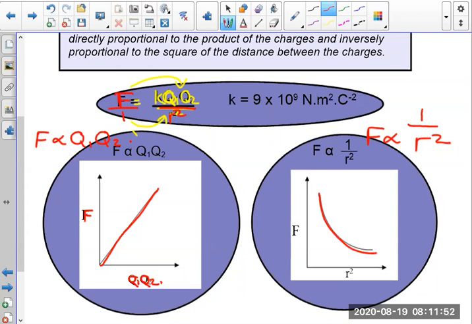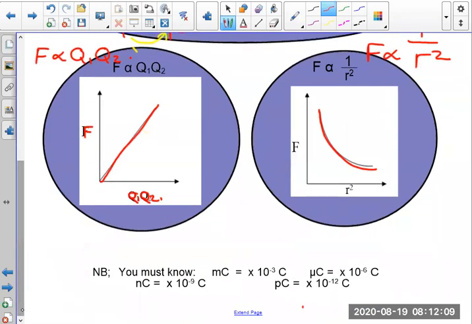So it means that if the distance between the two charges increases, then the force will decrease. Or if the distance between the two charges decreases, then the force will increase. That is what directly proportional and inversely proportional mean.